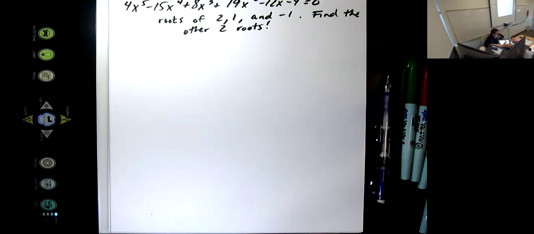Because here, knowing that the remainder will be zero doesn't help you. You kind of have to do the synthetic division to find the coefficients that keep going down.